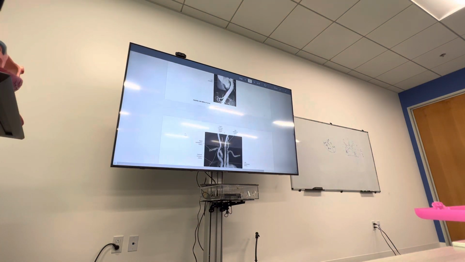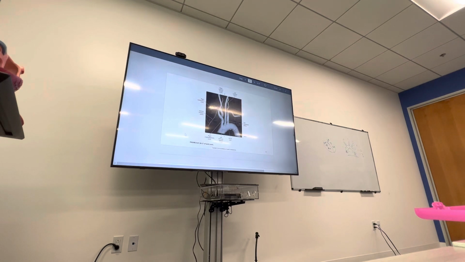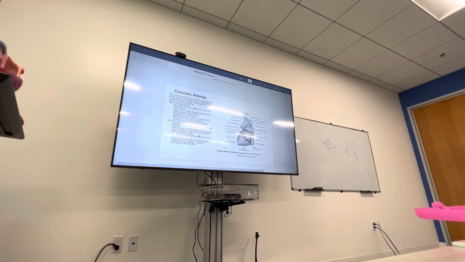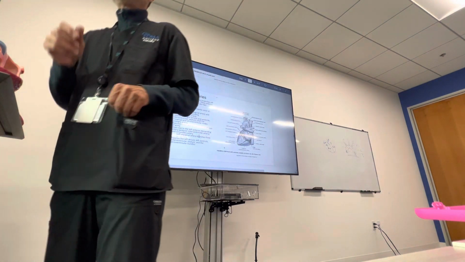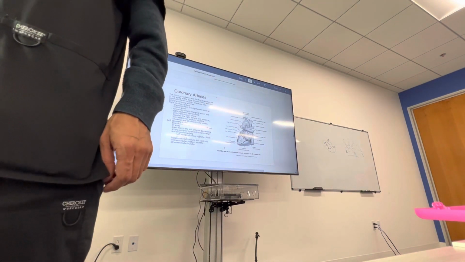The same picture, but this is a 3D CT scan, and you guys have learned about this picture, correct? Any question? Any question? No more?